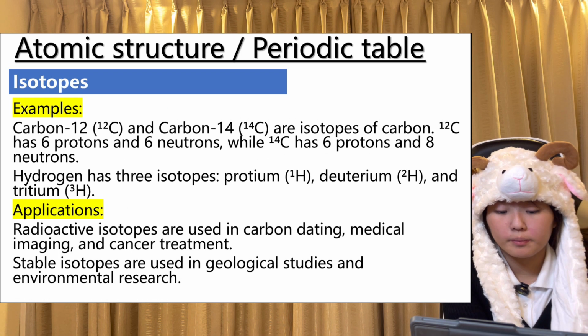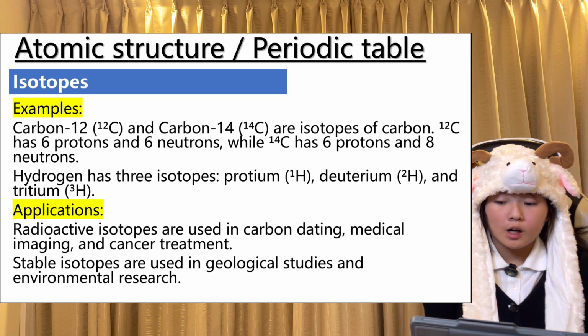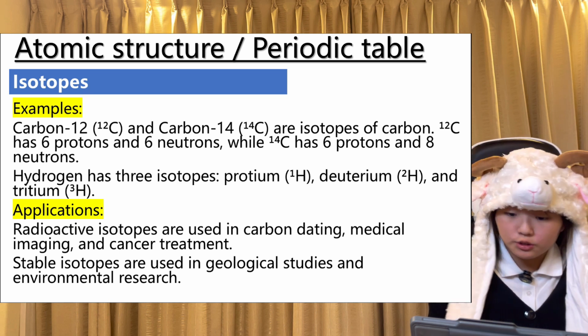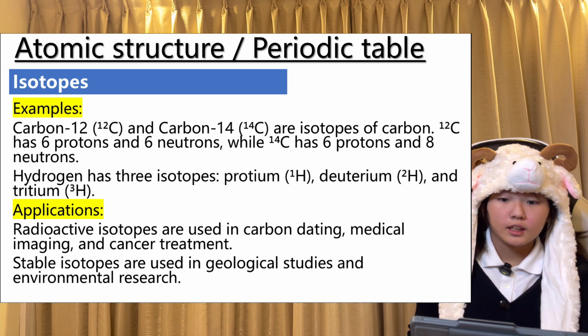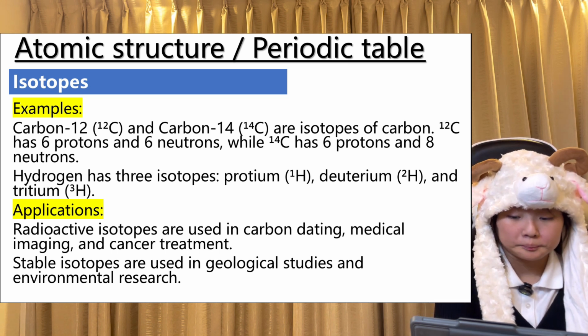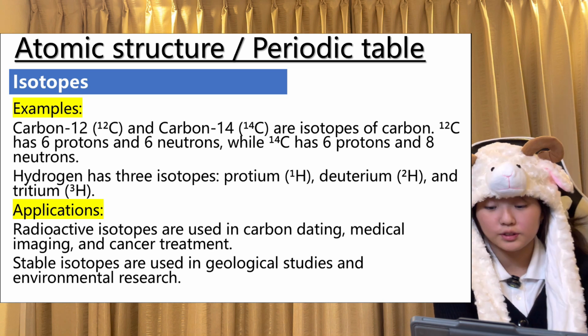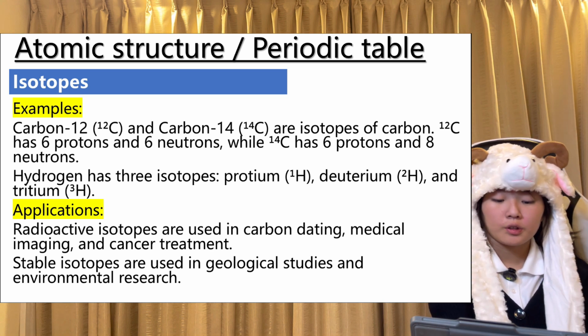There are two types of carbon. Carbon-12 and carbon-14 are the two isotopes of carbon. Carbon-12 has 6 protons and 6 neutrons. Carbon-14 has 6 protons and 8 neutrons. Hydrogen has 3 isotopes: protium, deuterium, and tritium. Protium has 1 neutron, deuterium has 2 neutrons, and tritium has 3 neutrons.